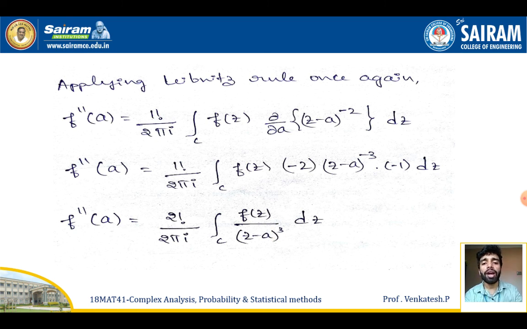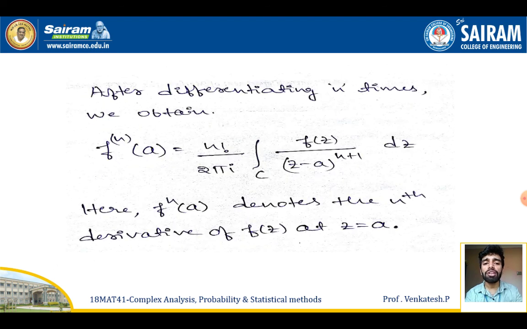Likewise, if I differentiate the equation n times by using the same Leibniz rule for differentiation under the integral sign, I'll get the equation like this: f power n of a is equal to n factorial by 2 pi i integration over the region C, f of z by z minus a whole power n plus 1 dz. Here f power n of a denotes the nth derivative of f of z at z is equal to a.